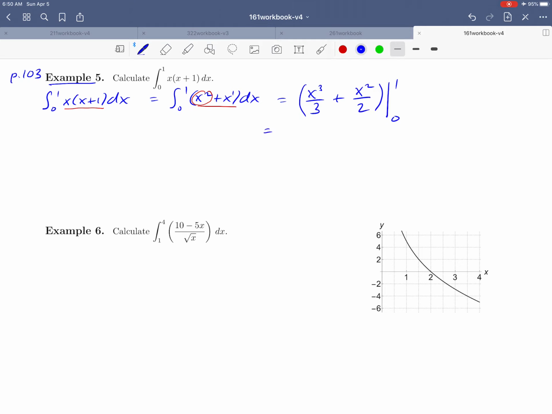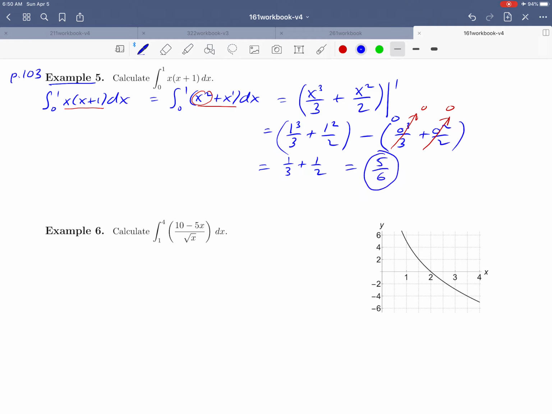Okay, so we'll start by substituting in the upper limit. So 1 cubed over 3 plus 1 squared over 2. There's the upper limit minus the lower limit, 0 cubed over 3 plus 0 squared over 2. Okay, and you might notice that these two terms over here are just going to both be 0, so they go away entirely. And what we're left with is just 1/3 plus 1/2 when we do the arithmetic here. Okay, and if you add those fractions, get a common denominator, we are going to get an answer of 5/6. There is the value of our integral.